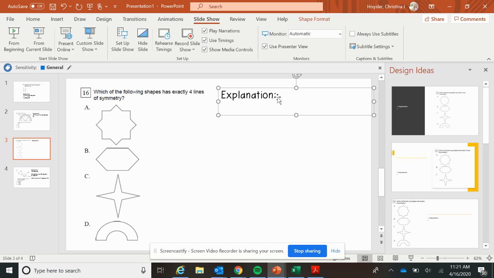Once again, you will have the PDF to print off and do it on paper if you feel like you will do better that way. A lot of you do. I would do better that way too, just having it in front of me. That's completely fine.